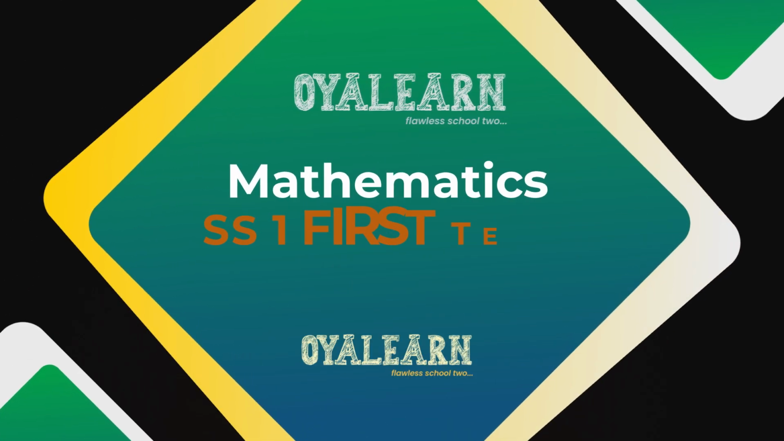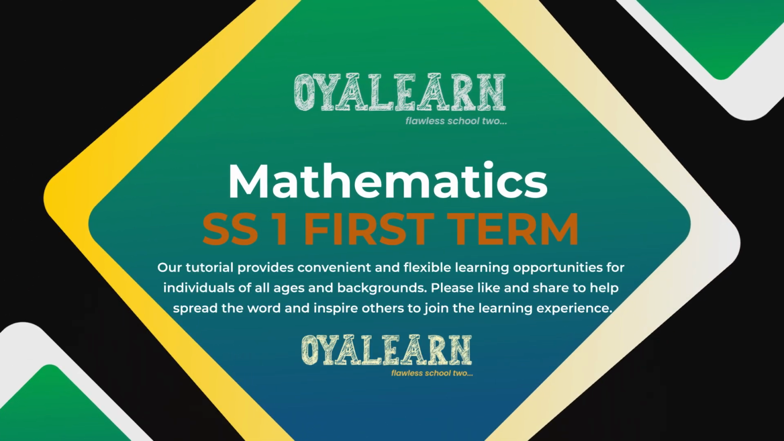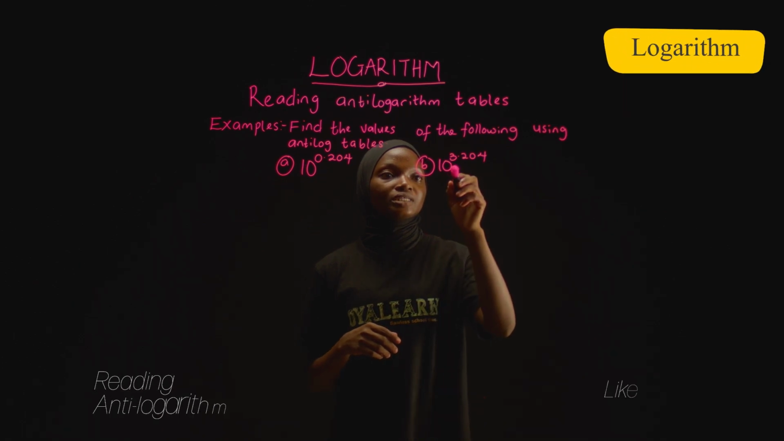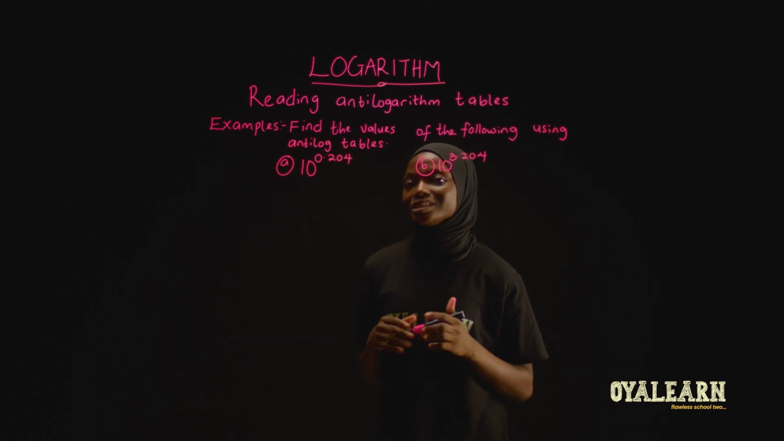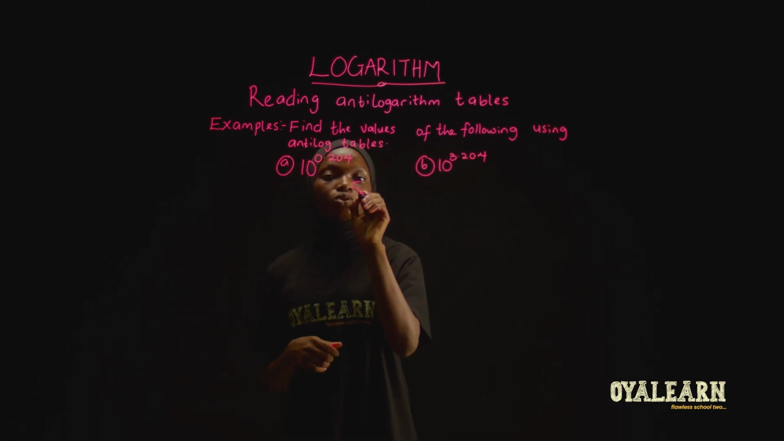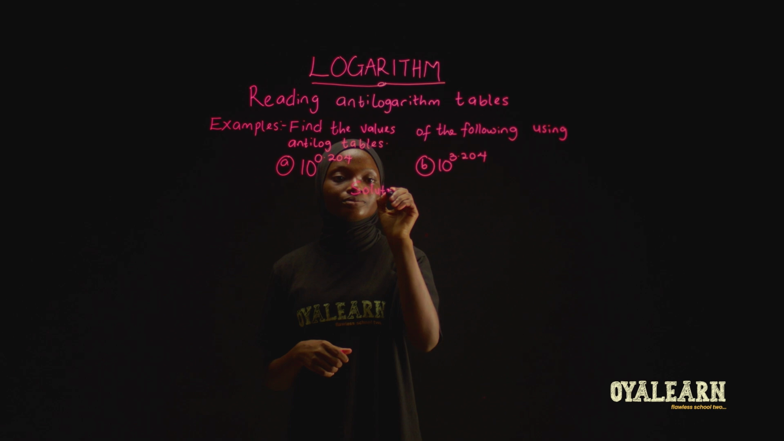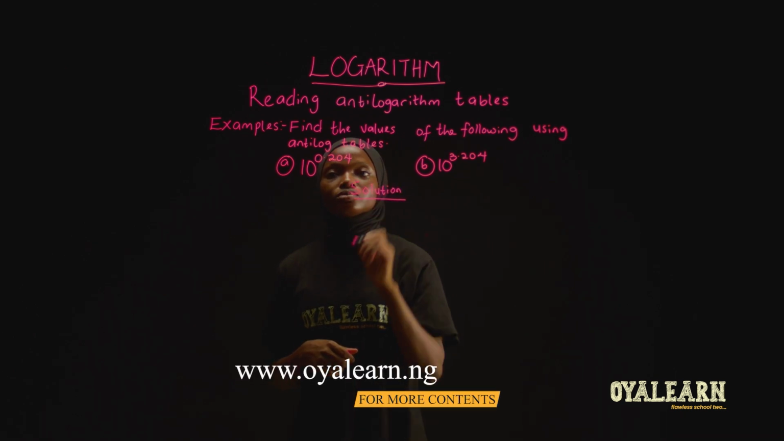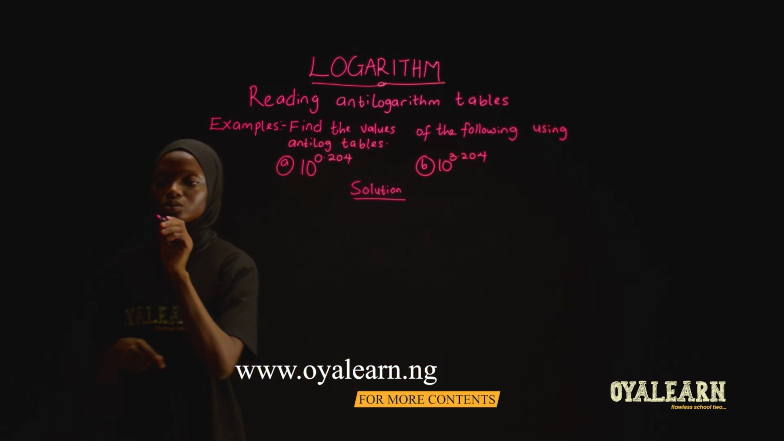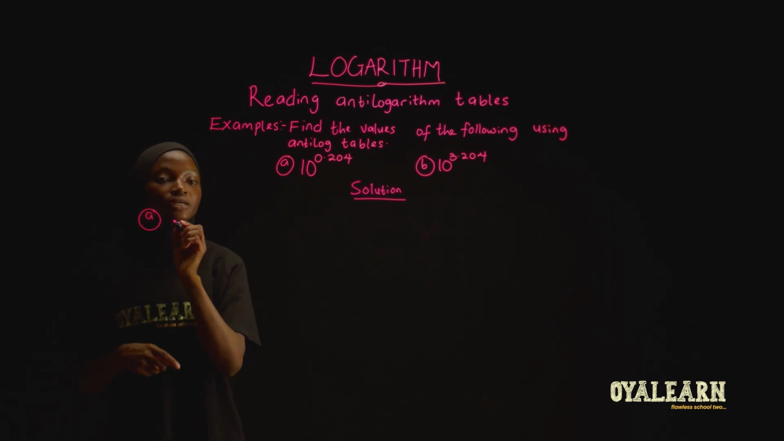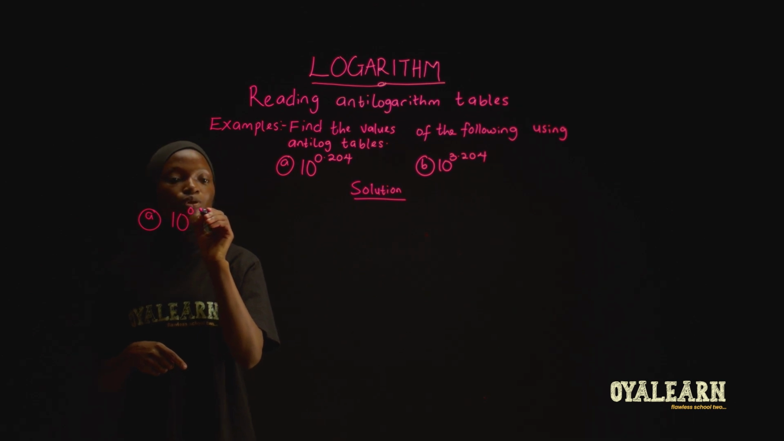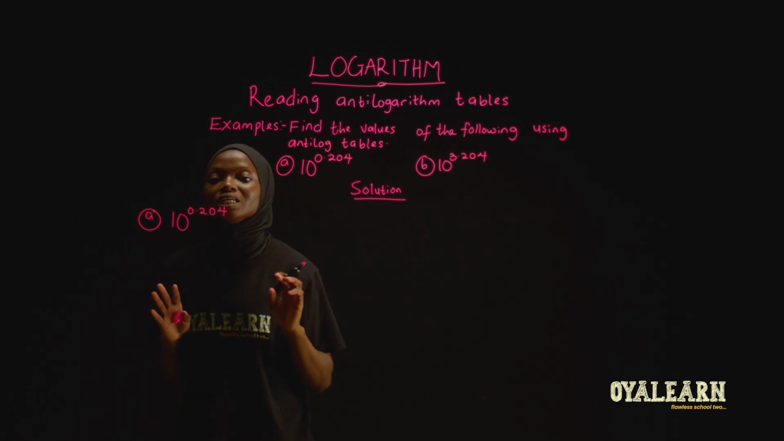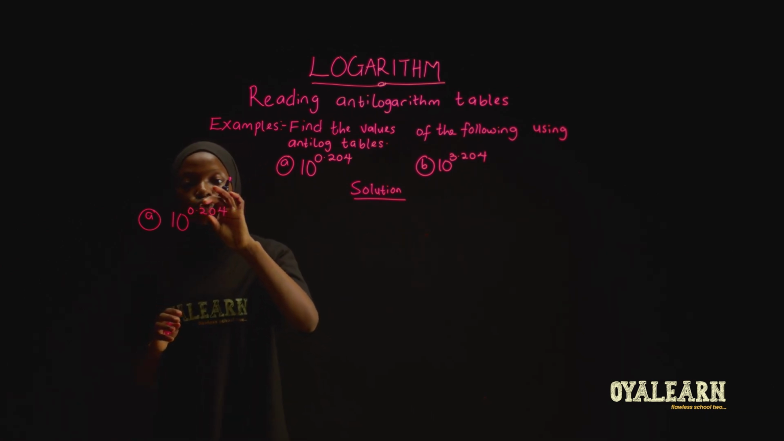Find the values of 10 raised to the power of 0.204 and 10 raised to the power of 3.204 using our antilog table. Solution. The first question, A, we have 10 raised to the power of 0.204. Now, what we need basically is just the antilog of 0.204.